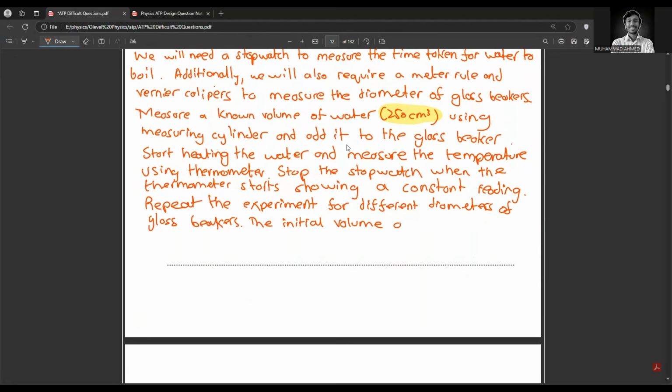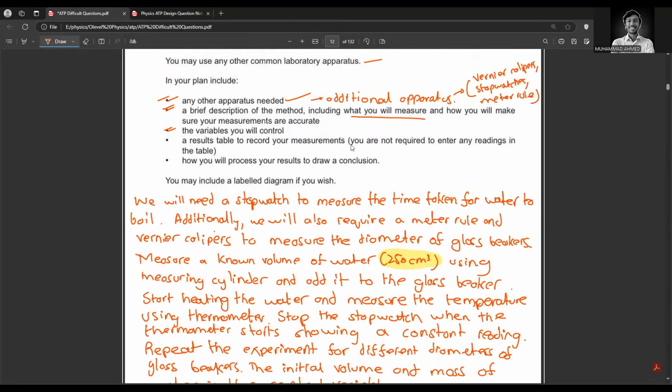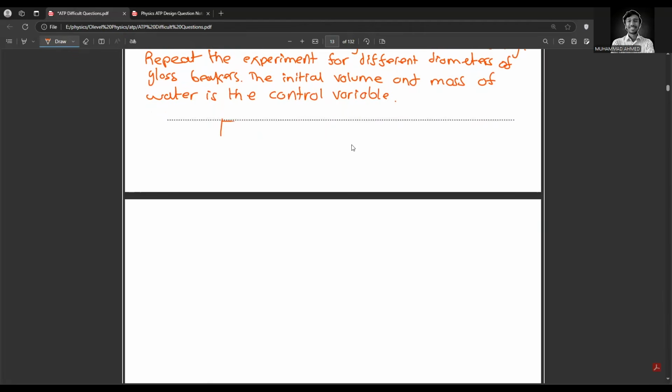The initial volume and mass of water is the control variable. Simple as that. The third point gets catered out. Perfect. What is the fourth point? You have to draw a table for the results. So, whenever you are drawing the table, I have told you one simple thing. Just write the quantity slash the units.